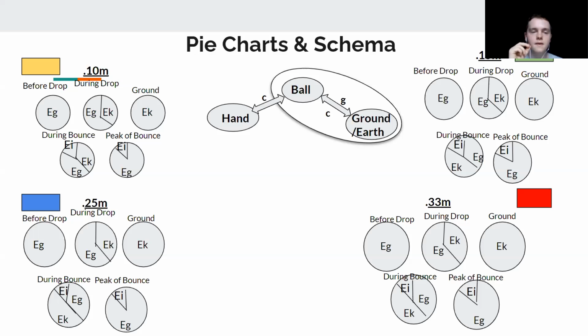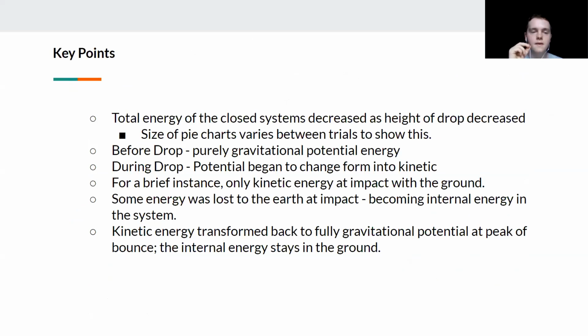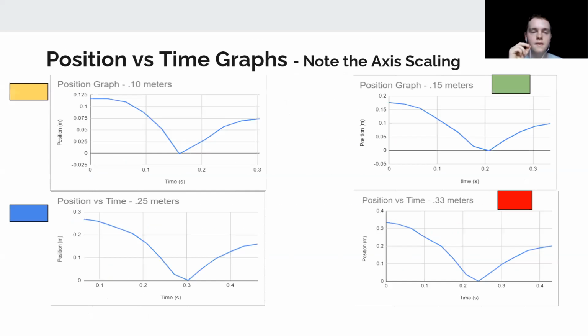So the ground takes some of this energy, the ball bounces back up, and increases its potential energy and lessens its kinetic energy. And at the peak of the bounce, there's nothing but gravitational potential energy found within the ball. However, there will always be that sliver of internal energy that was transformed into the earth as it contacted the ball. These are just the key points from what I just mentioned.